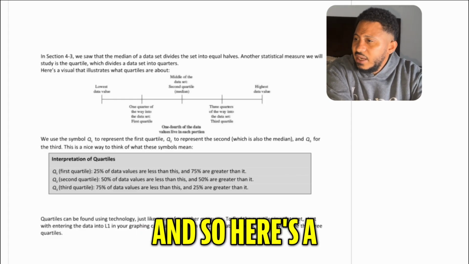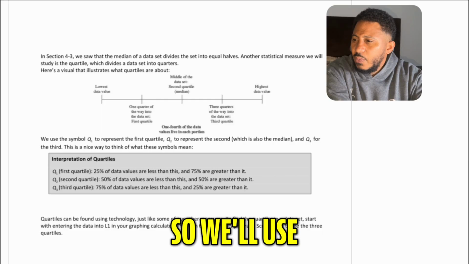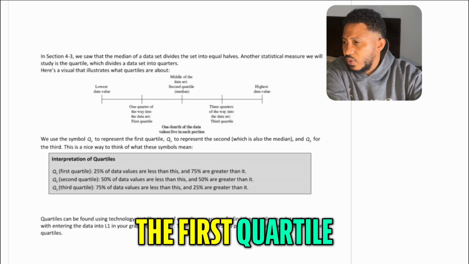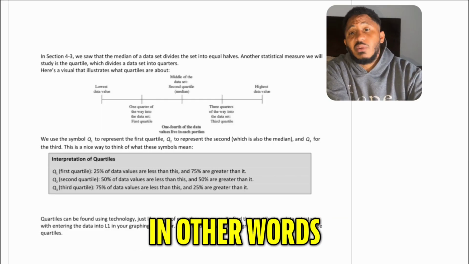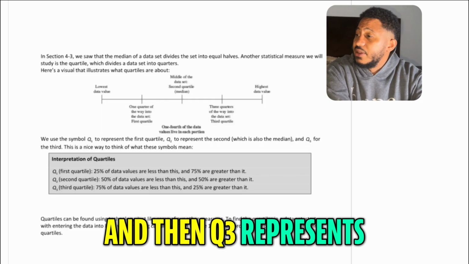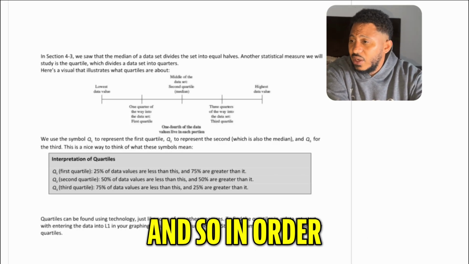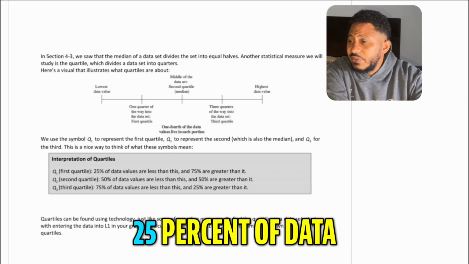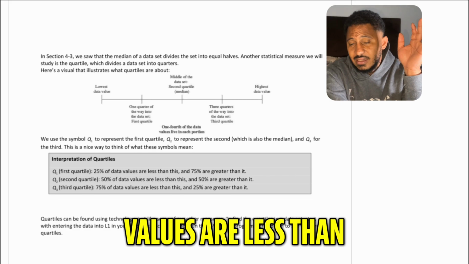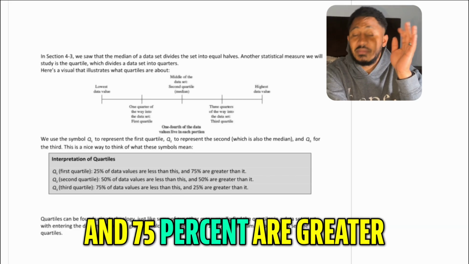Right? And so here's a visual of that. So we will use Q1 to represent the first quartile, Q2 to represent the second quartile, in other words the median, and then Q3 to represent the third quartile. And so, 25% of the data values are less than Q1, and 75% are greater.